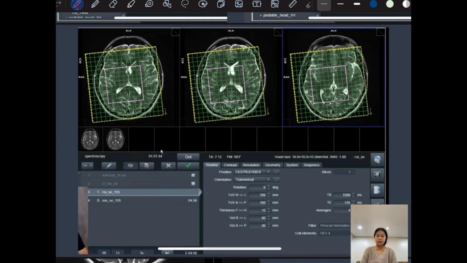So this is how a CSI should look, and we can now acquire and adjust our volume of interest and the voxels. As discussed, fat and water should be suppressed, so when we are selecting our VOI, we should try to keep our voxels within the brain tissue and away from the bone or the scalp. It keeps our VOI within the tumor area.